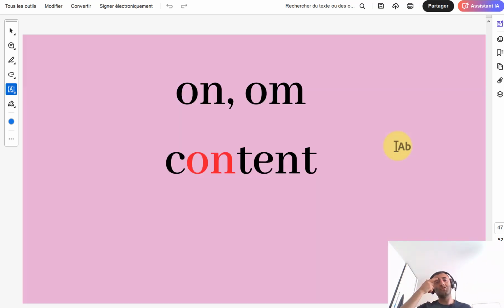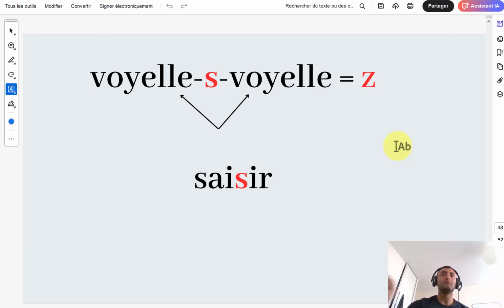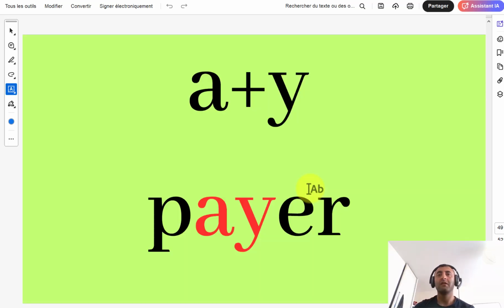I continue, this one also is from nose. When you have on, om, you pronounce o, but also from nose, and you will add a little n. So on, content, content. So content is glad. I continue. When you have a vowel before the s, and after the s, we're gonna pronounce the s like z. Saisir, saisir.